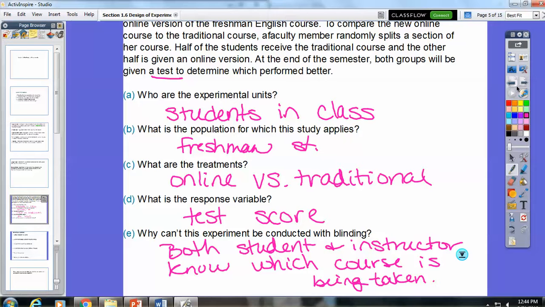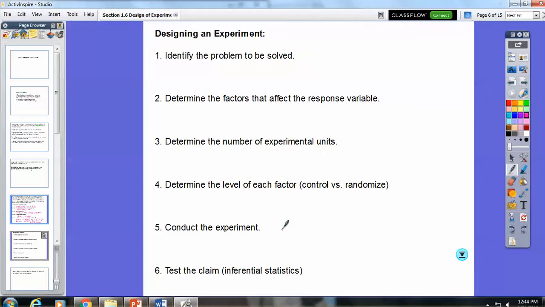Alright, so, any questions about this example? Let's actually talk about designing experiments. This is not necessarily, I'm going to give you a quiz and say, tell me the 6 steps of designing an experiment. But this is kind of the guideline for what you have to do. You have to know the problem to be solved. It is pointless to try to develop an experiment if you don't know what your purpose is. So you have to know what you want to solve.